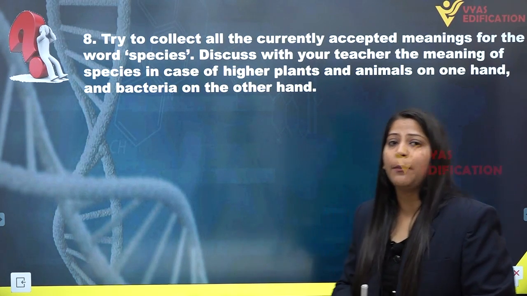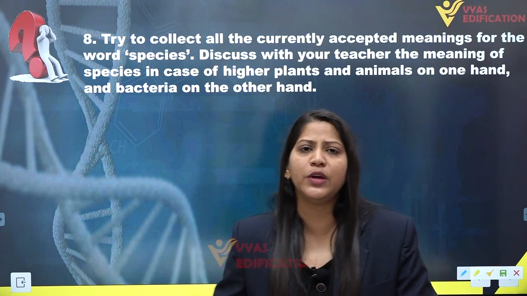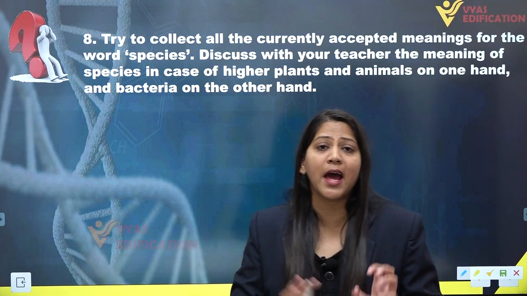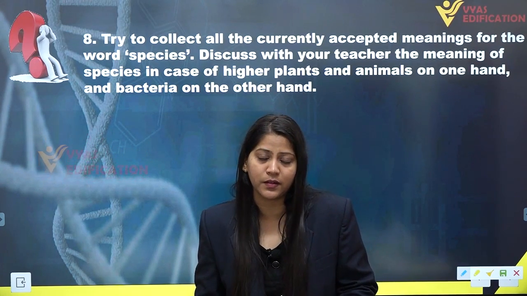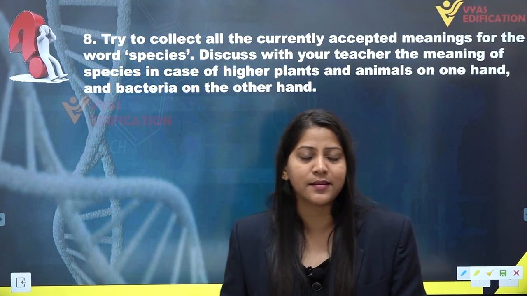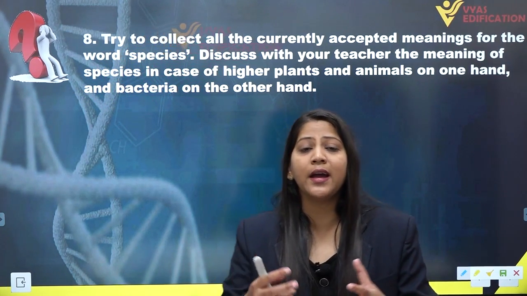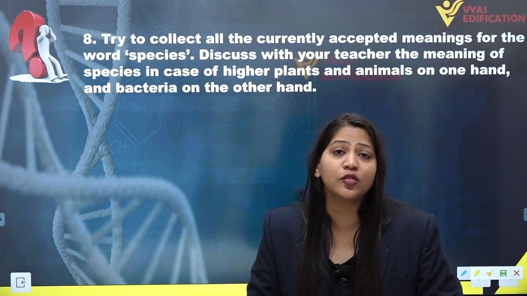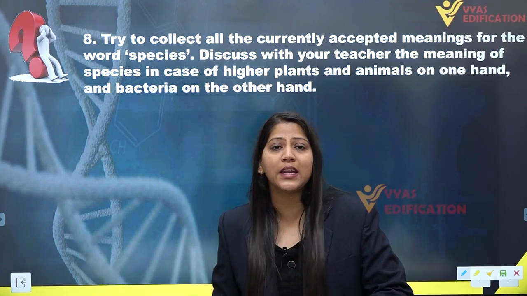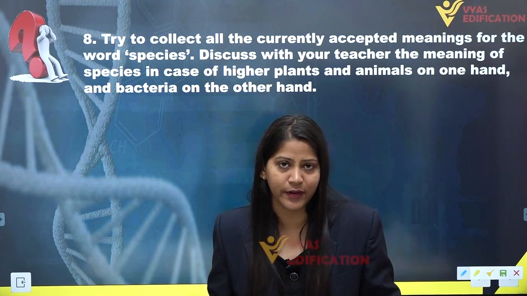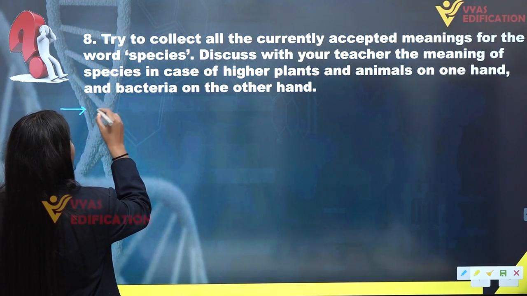Alright, and if we talk about the case of plants and animals, the species or any individual organism in case of higher plants and animals, they are distinguished from each other on the basis of morphological characters. Alright, in the case of plants and animals. And in the case of bacteria, we classify the species of bacteria on the basis of their shape. Hence, the species for higher plants, for animals and for bacteria are actually different. So, if we write the answer of this question, first of all we will write what is actually species.